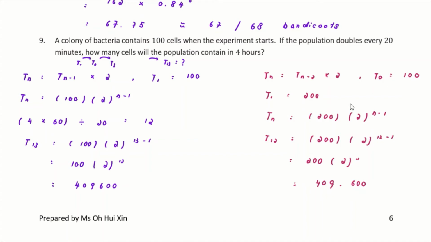But in this case, what I mean is that the initial term for me is 200. So I do not want to think like the first approach, but I want to imagine it as T1, meaning after the first 20 minutes. That's why if I want to find out in 4 hours, then I will use T12, okay, to get my answer. So I hope that you can get the idea.